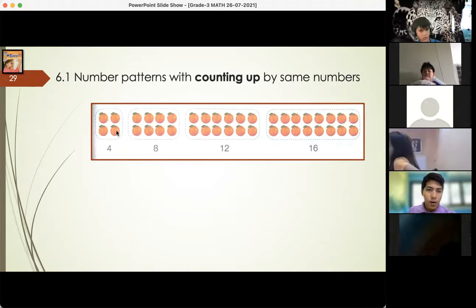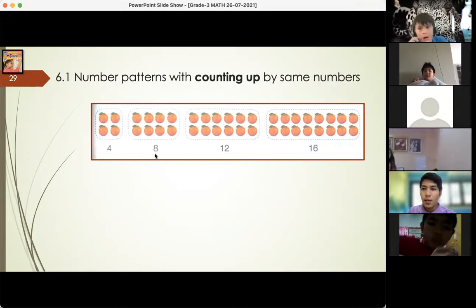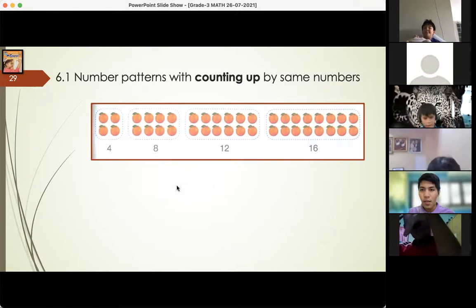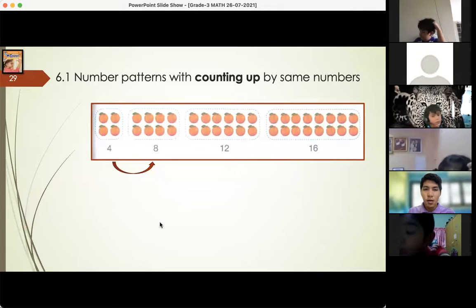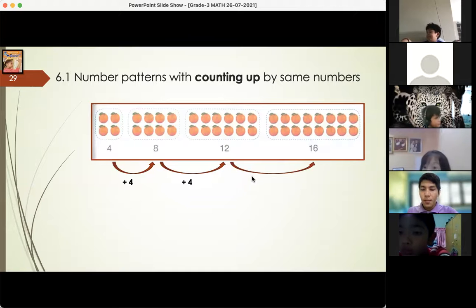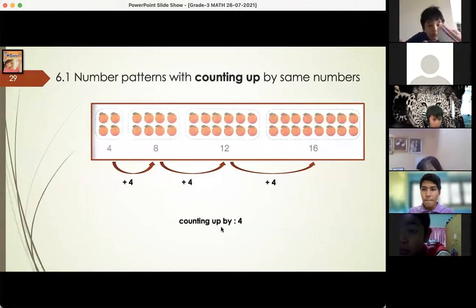Here we have 4 oranges, and then the next number will be 8, the next number will be 12, and the next number is 16. So this pattern is counting up. How did you get it? Counting up by how much? This is 4. The next number is 8, so we add 4. And then the next number is 8, we add 4, it becomes 12. Then 12, we add 4, it becomes 16. So the number pattern is counting up by 4.